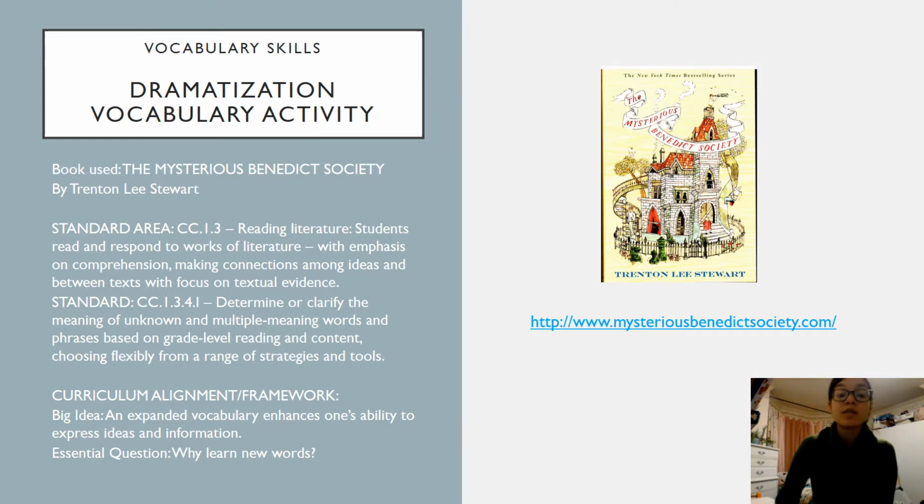The words I'll be using are from the book The Mysterious Benedict Society by Trenton and Stewart. I provided an image there. I have the book myself here, so you can see the book there. There's also a link that you can use for the book when you're going to get the lesson. It provides pictures of the characters and details of the characters that you can use throughout the story.